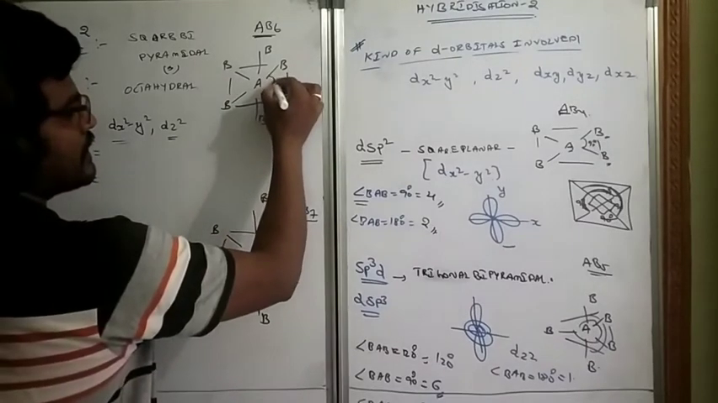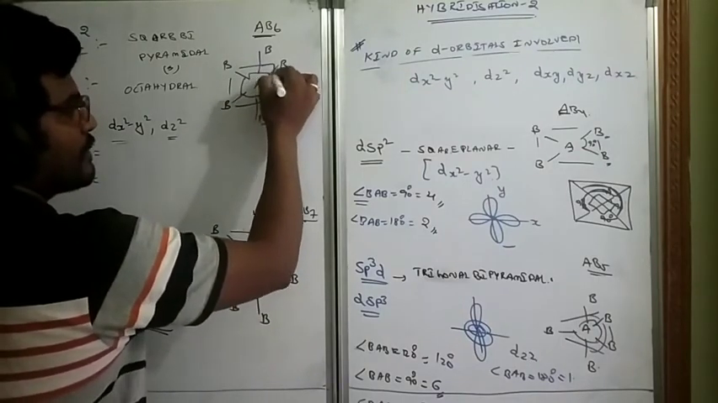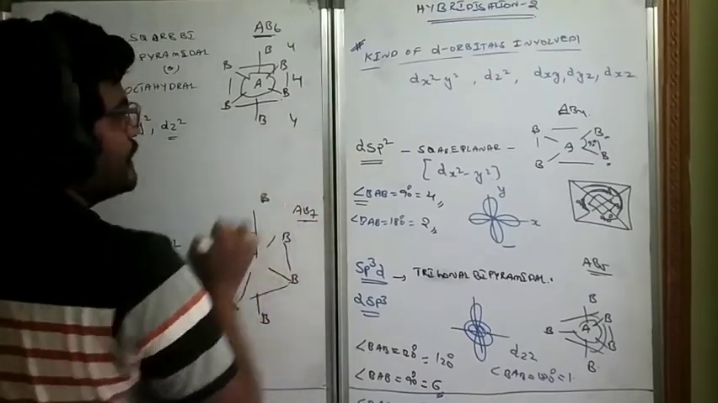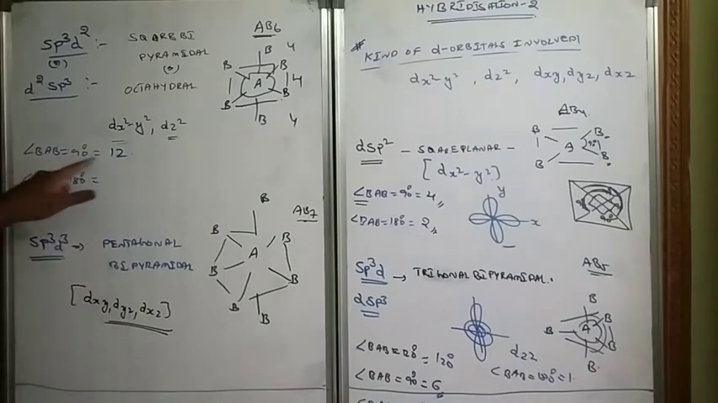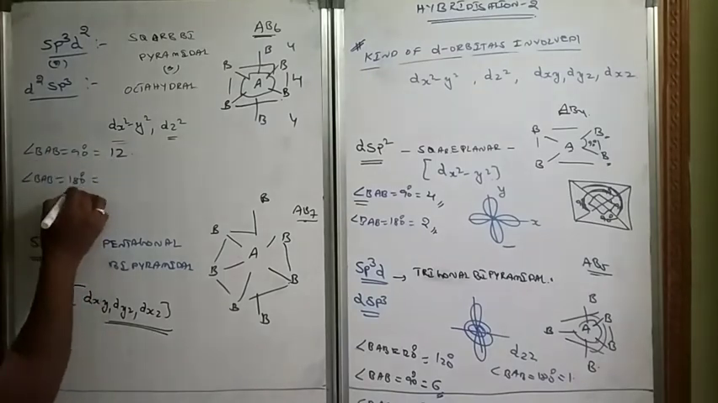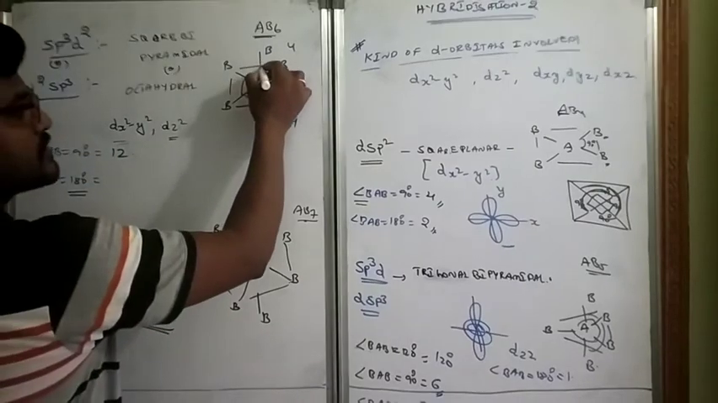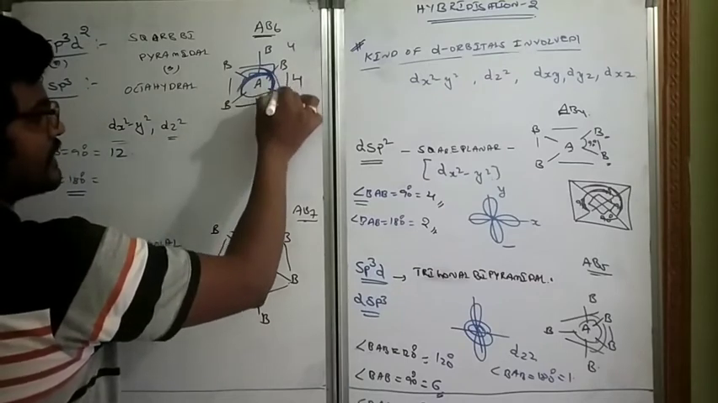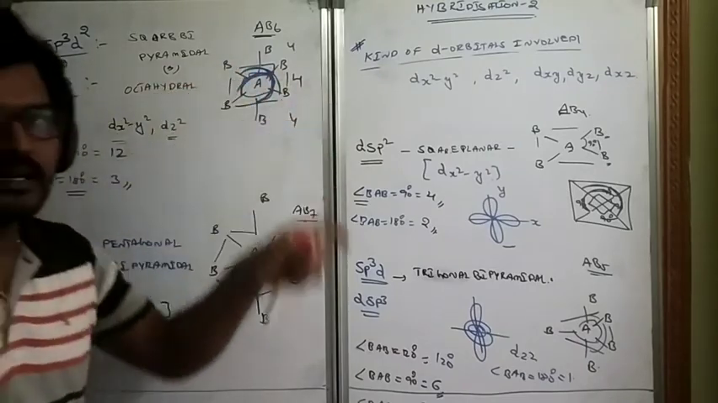So see here, 1, 2, 3, 4. From axial, in the plane 4 are there, above the plane 4 are there, below the plane 4 are there. So totally 12 BABs are equal to 90 degrees. And how many are equal to 180 degrees? This is the important thing. Here you see this is 180 degrees, this is 180 degrees and this is 180. So totally 3 angles of 180 degrees are present in the case of the octahedral structure.